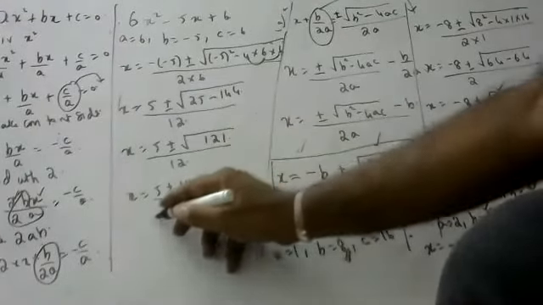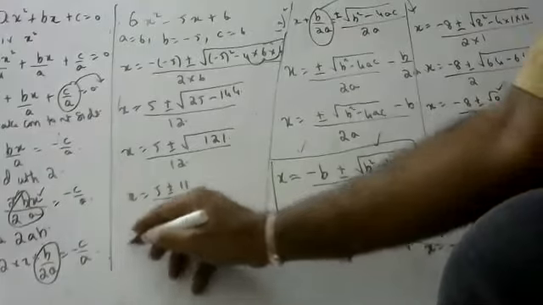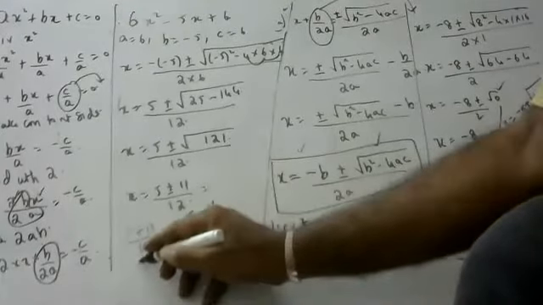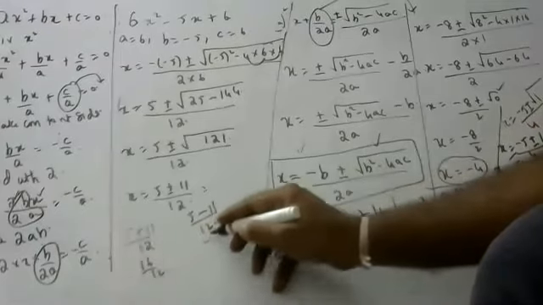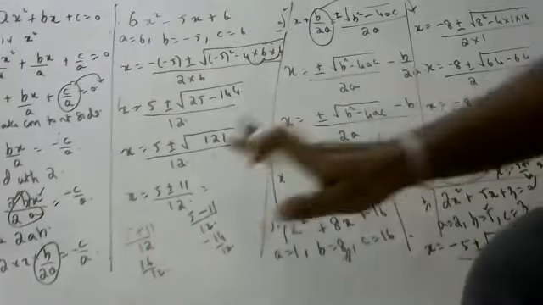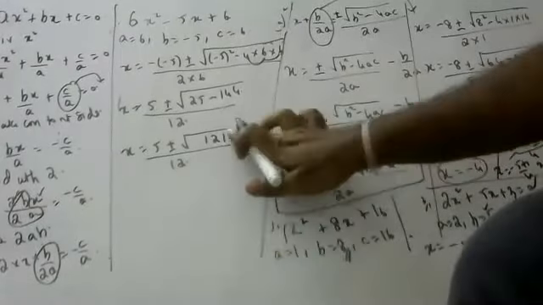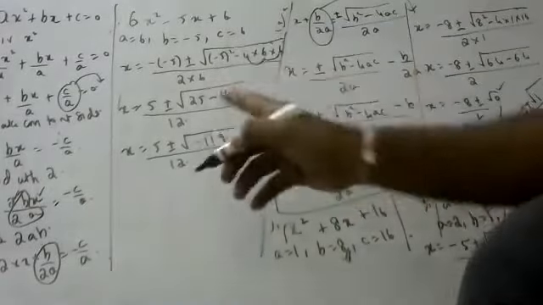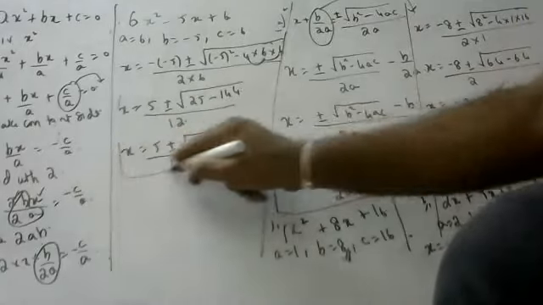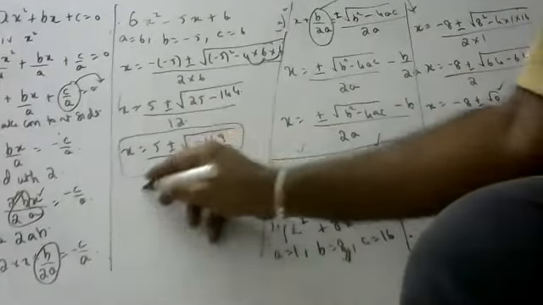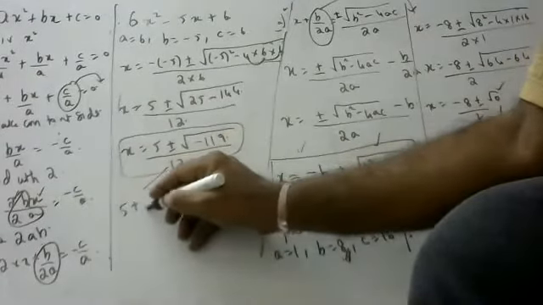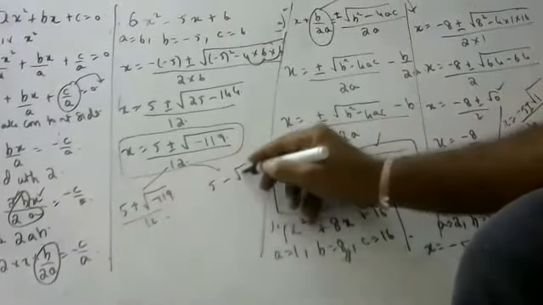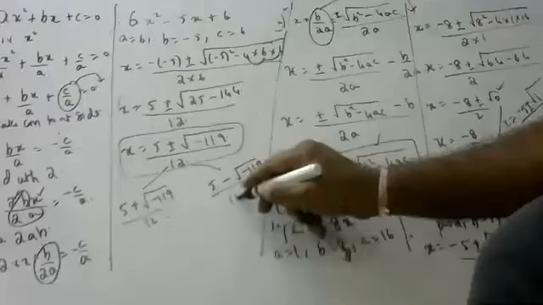Once you do with 5 plus 11 by 12, once you do with 5 minus 11 by 12, 16 by 12 is one answer, minus 6 by 12 is another answer. Of course, children, the answer is not possible here because this is minus 119. When minus 119 is there, a real answer is not possible. Then how to write it? You can stop it here, or you can write 5 plus root of minus 119 by 12, or 5 minus root of minus 119 by 12. Like this, we can stop the equation.